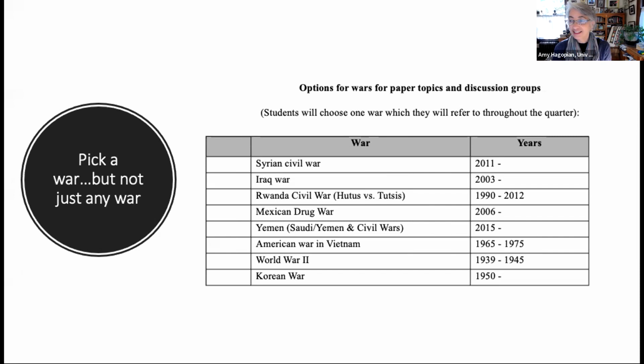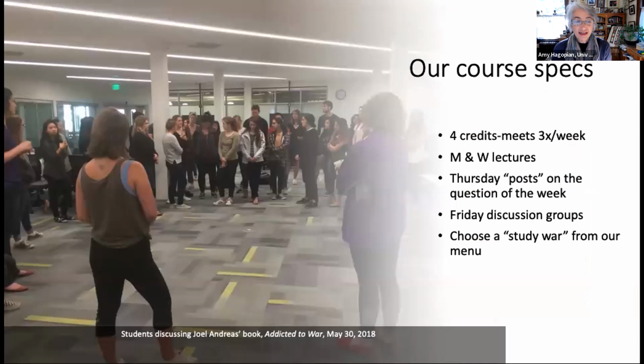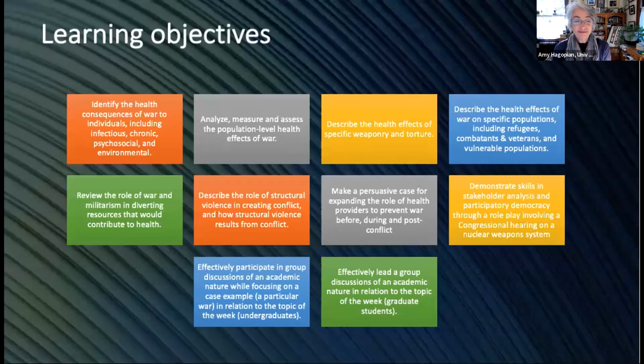We give students a choice of two short, easy to read books to discuss as a class at the end of the quarter. In discussing these books, we have students use a floor thermometer technique to measure their level of agreement on controversies in the books. Our learning objectives include health effects, conflict analysis, weaponry, torture, refugees, soldiers, militarism, structural violence, the role of health professionals in preventing war, stakeholder analysis, and discussion group skills.